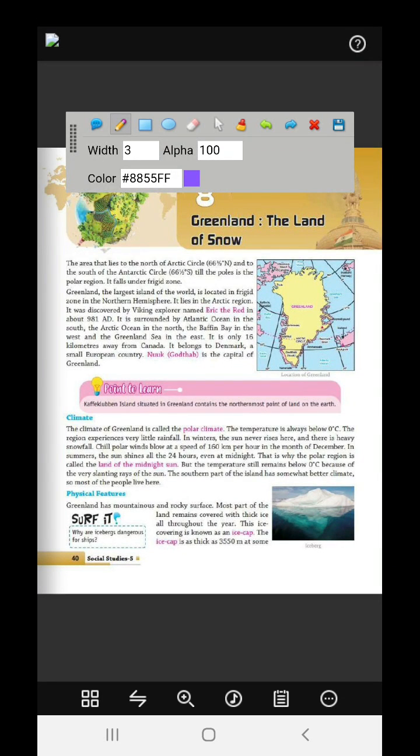Greenland, the land of snow. Today, I am going to teach you Greenland, the land of snow.